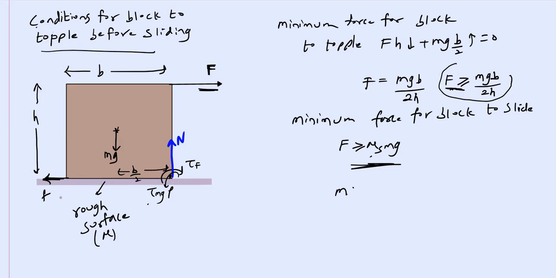So here we'll write it. mgb by 2h should be less than or equal to mu s mg. So if you're getting confused, actually we'll apply a single force. There's a maximum force, or better say, a limiting friction. Now we applied a force. The minimum force for the block to slide should be equal to limiting friction. Then we applied a force such that it is greater than the minimum force for toppling, but less than limiting friction.